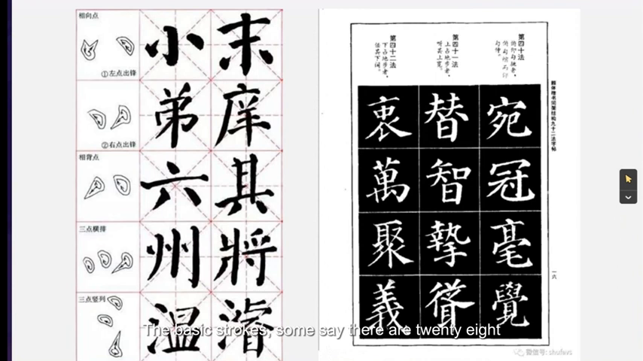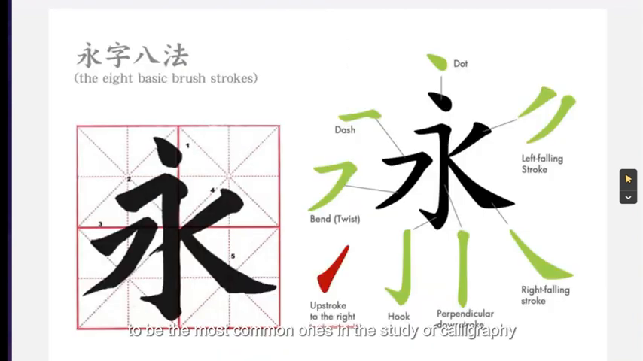The basic strokes, some say there are 28, others believe it should be 41, organized in an imaginary square. Traditionally, only 8 strokes are considered to be the most common ones in the study of calligraphy. Known as the eight strokes of Yong, as there are 8 basic strokes contained in the character Yong: horizontal, vertical, dot, and so on.